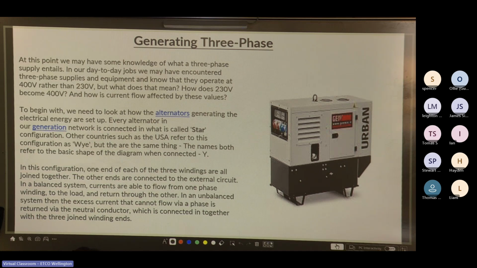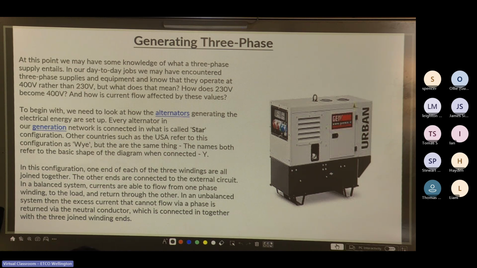So we need to talk about how the alternators generating the electrical energy are set up. Every alternator in our generation network is connected in what we call star configuration. Other countries such as the USA refer to this as Y or WYE, but they are the same thing. Both names refer to the basic shape of the diagram when connected in a Y shape or a star. In this configuration, one end of each of the three windings are all joined together. The other ends are connected to the external circuit.